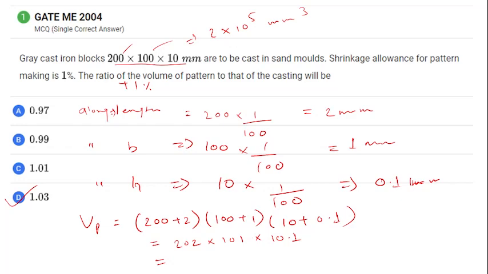Yes, but they are asking pattern by customer. Pattern will be larger. I understood their doubt. But ma'am, shrinkage allowance is given along with the length, ma'am. No. Their doubt is that gray cast iron expands while cooling. So if that is true, option A will be correct. That I have taken as plus 1%. If that is correct, ma'am, for grey cast iron, option A is correct.